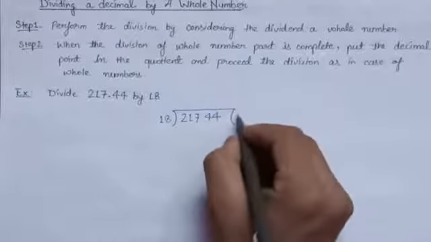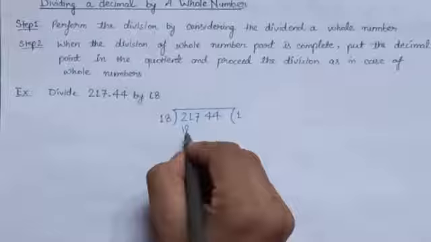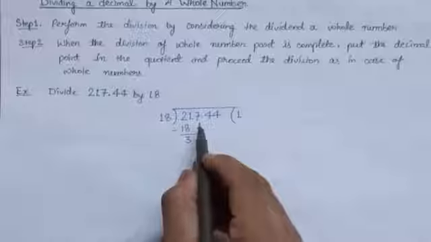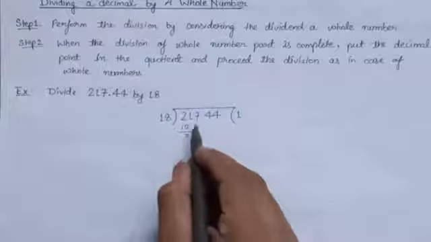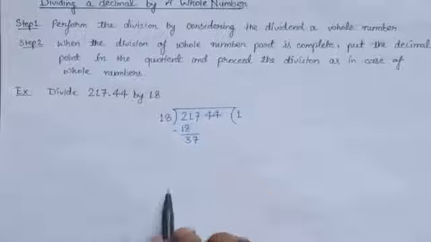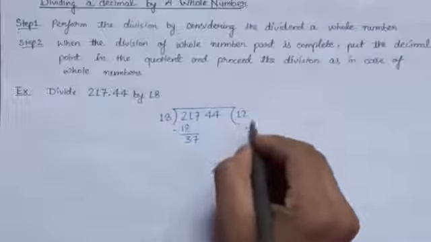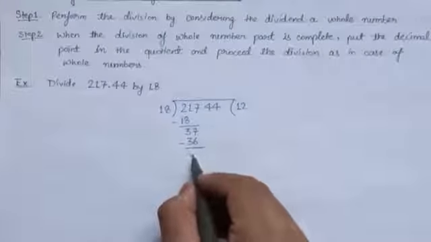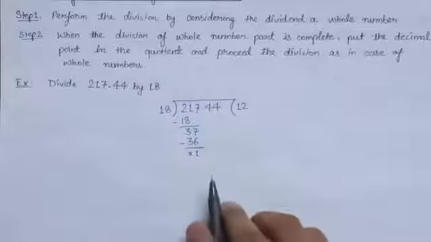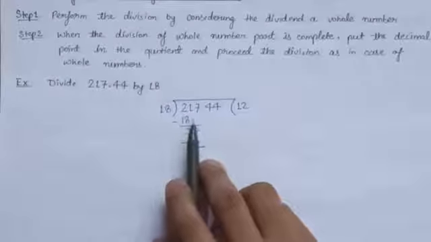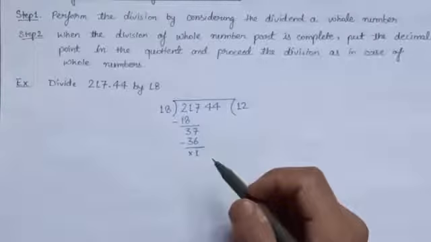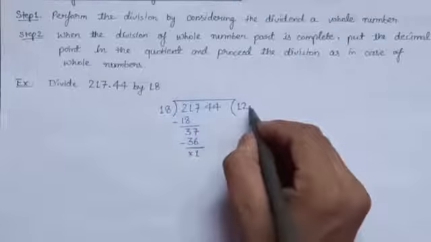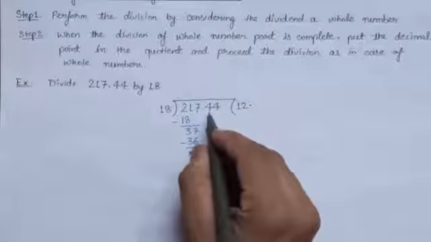You know students, 18 one times is 18. After subtracting 18 from 21 we get 3, and we take the second digit 7 from the dividend. So we have 37. Again 18 two times is 36, and the remainder after subtracting 36 from 37 is 1. Now you can see students, the division of the whole part of the given decimal 217.44 is completed. Now what do we have to do? We have to put the decimal point in the quotient. So we put the decimal point here and take one more digit, 4.